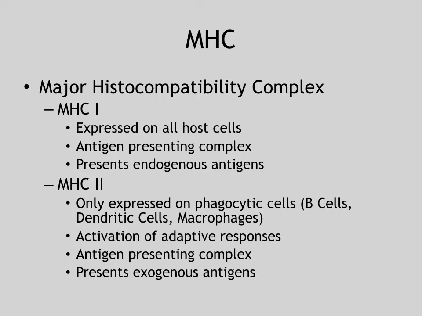The MHC class 2 is only found on B cells, dendritic cells, and macrophages. The MHC class 2 activates the adaptive response. It is known as an antigen presenting complex, and it presents antigens that are exogenous, outside. Exo is outside. Think exoskeleton on an insect. So this presents antigens that had to have been phagocytized. The B cell or dendritic cell had to have phagocytized that antigen in order to present it.